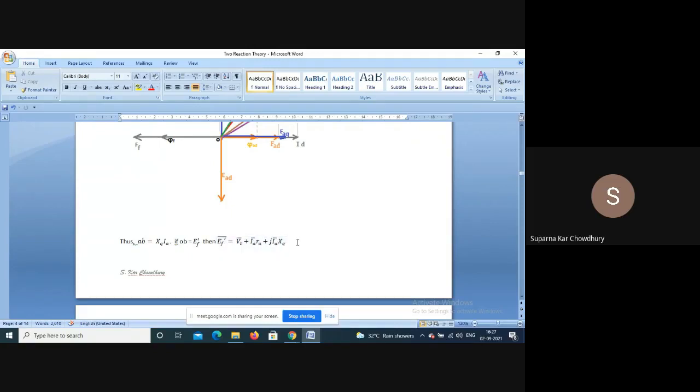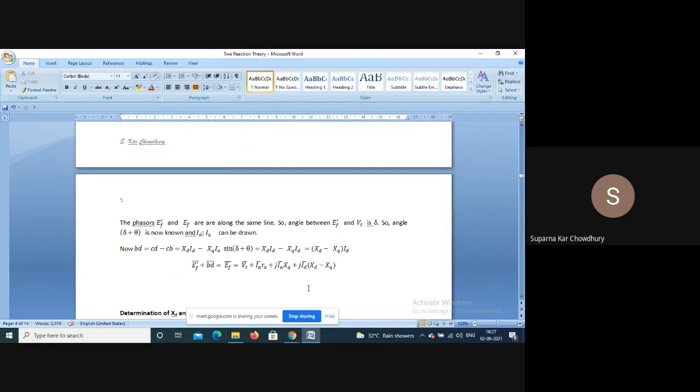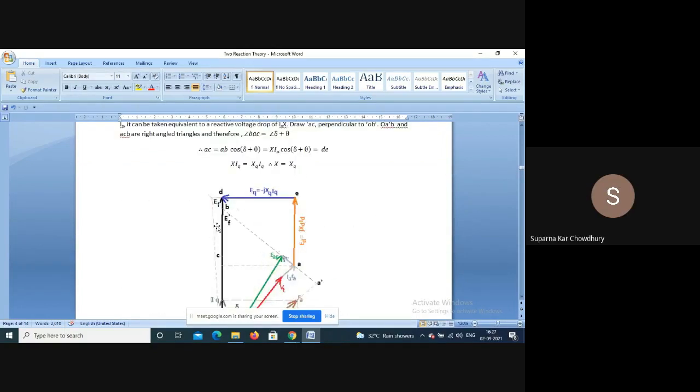Now in this equation, on the right hand side Vt is known, Ia is known, the angle between Vt and Ia is known, Ra and Xq are measurable, so Ef dashed can be calculated. Now once Ef dashed is calculated, you can see Ef and Ef dashed are on the same line. So if we calculate Ef dashed, we get the angle delta. So once we get the angle delta, we can calculate quadrature axis current and direct axis current, Iq and Id. And Ef, from here you can say, is Ef dashed plus BD.